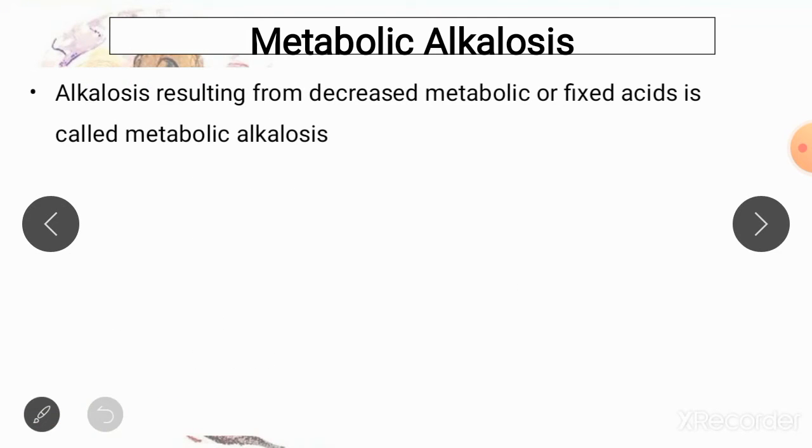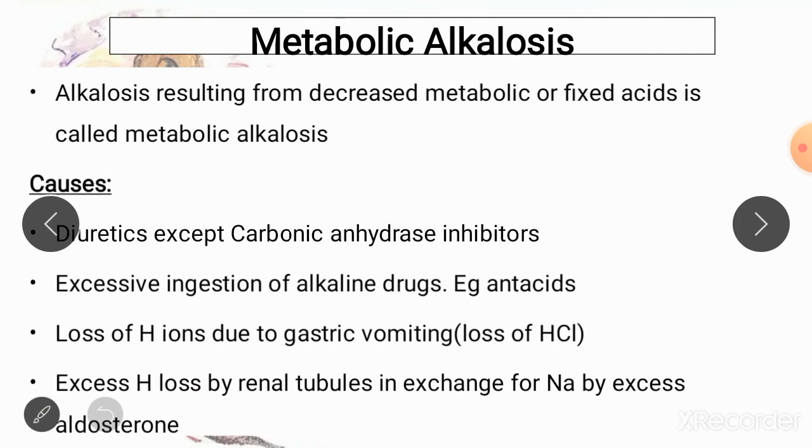Next we have the metabolic alkalosis, in which the metabolic or fixed acids, that is all the acids other than the carbonic acid, if any one of them is decreased, this is going to result in metabolic alkalosis. So the causes for metabolic alkalosis are all the diuretics except carbonic anhydrase inhibitors, because carbonic anhydrase inhibitors cause metabolic acidosis, not metabolic alkalosis, and all of the other diuretics cause metabolic alkalosis because diuretics cause excretion of sodium from your body along with hydrogen ions.